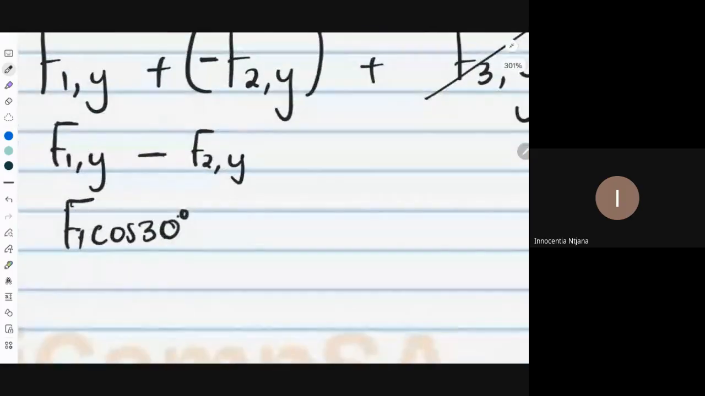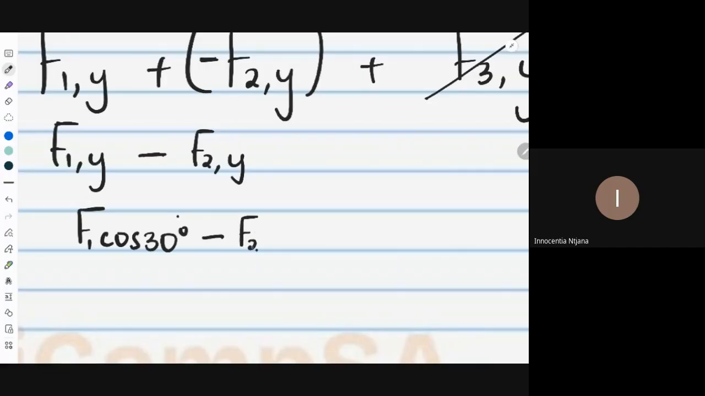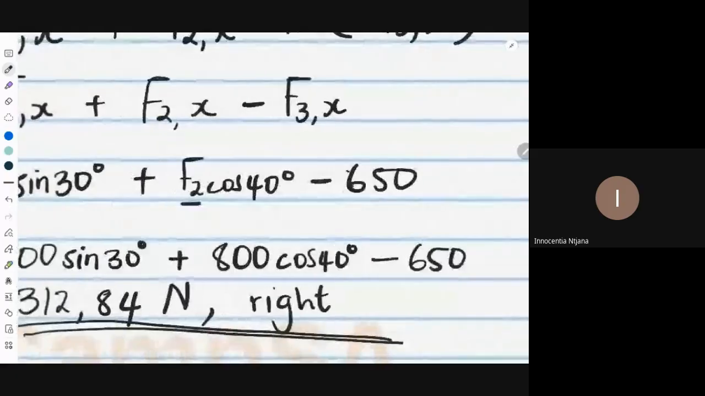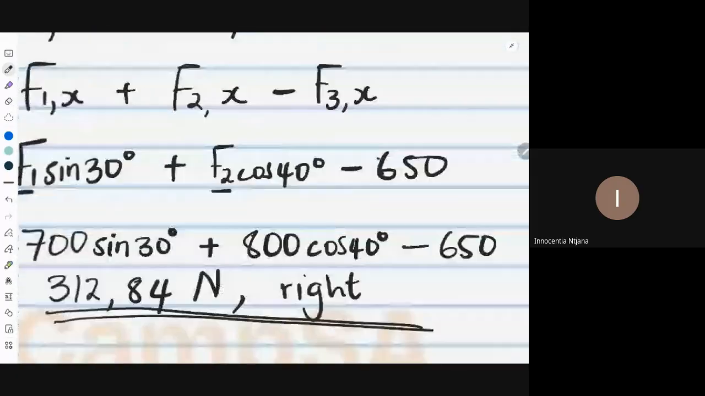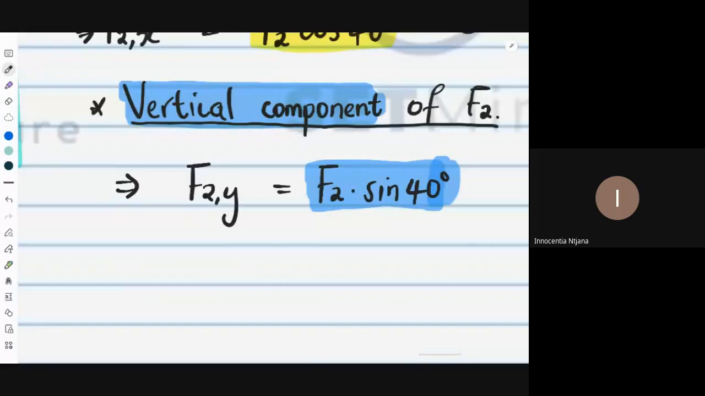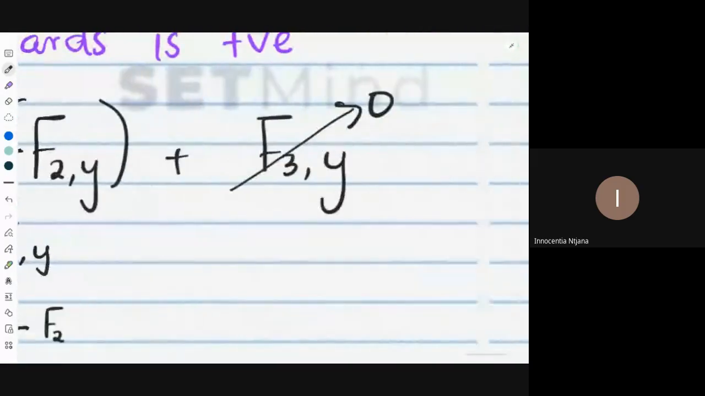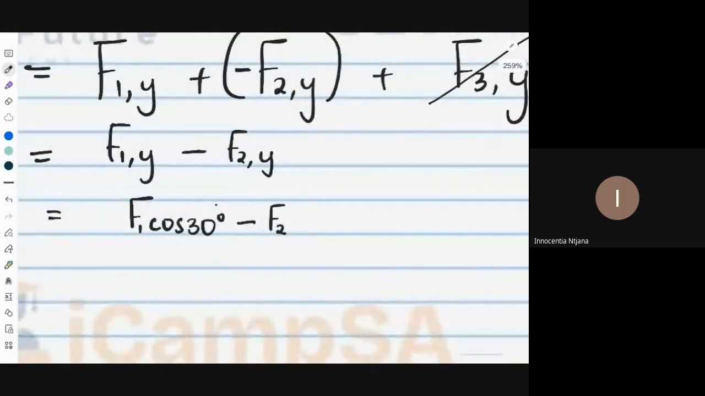Sorry guys, my pen is doing funny things now. Maybe it's tired. Did I say sine or cos? I can't remember. Minus F2, what is F2y? F2y has to be F2 sine. Yes, F2 sine 40. Sorry if this scrolling makes you dizzy. There's no other way we can scroll.